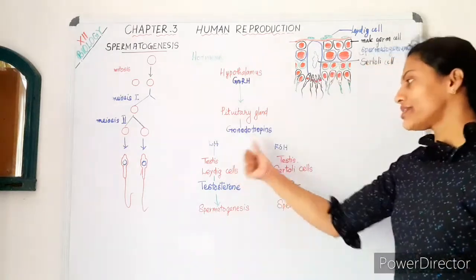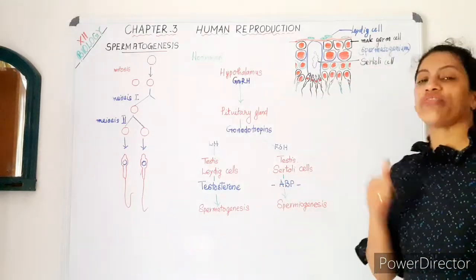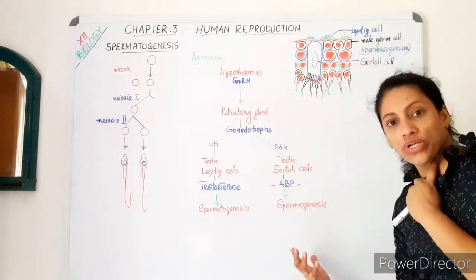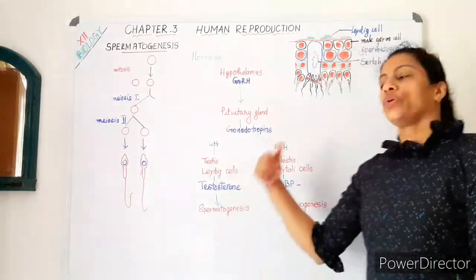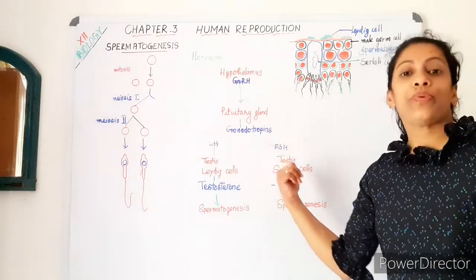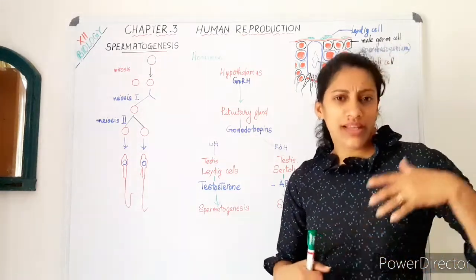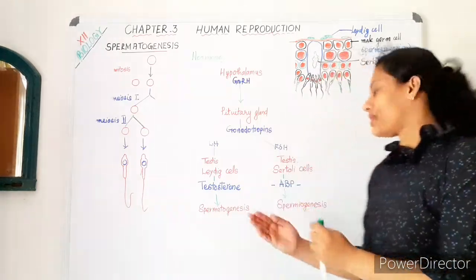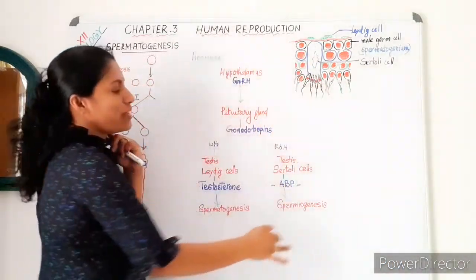Whereas the other hormone, follicle stimulating hormone, has the Sertoli cells of the testis as its target, not the Leydig cells. It stimulates the Sertoli cells to produce certain proteins which help in spermiogenesis, the release of sperms. Got it? When the Sertoli cells are stimulated by FSH, they produce certain proteins, androgen binding proteins, ABP. These proteins cause the release of sperms, that means spermiogenesis. So this is the hormonal control of spermatogenesis.